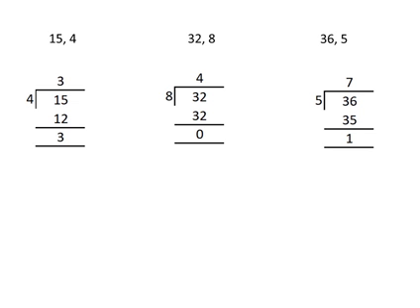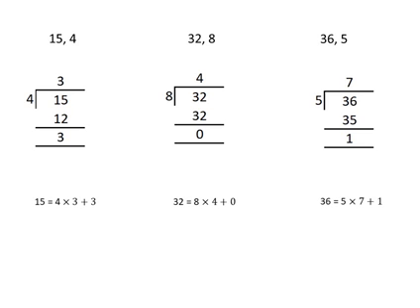There is a uniqueness among these three. 15 is written as divisor into quotient plus remainder. That is, divisor 4 into quotient 3 plus remainder 3. That means 4 3s are 12 plus 3 is equal to 15. The same way here also, 32 can be written as 8 into 4 plus 0. The 36 can be written as 5 into 7 plus 1.